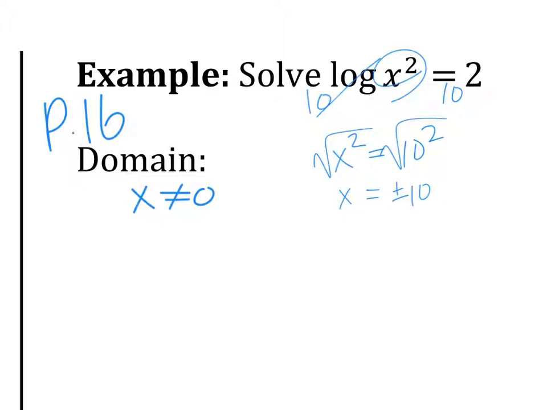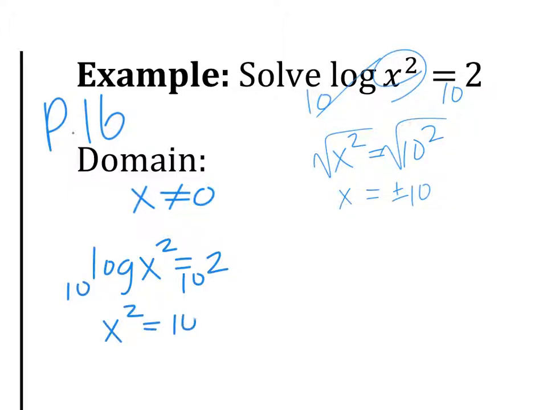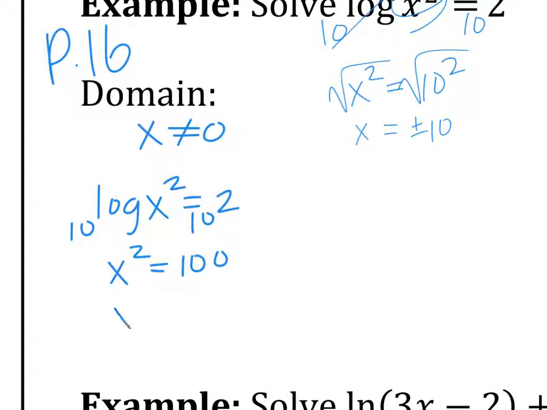We said log x squared is equal to 2. And then we raised both sides by 10, and we got x squared is equal to 100, and then we square root it. We said the answer is plus minus 10. Okay, so does both plus minus 10 work? Yes, because we just said the domain is just not 0. Right, so any number you get that's not 0 is good.